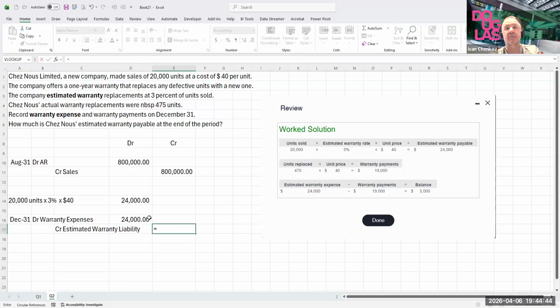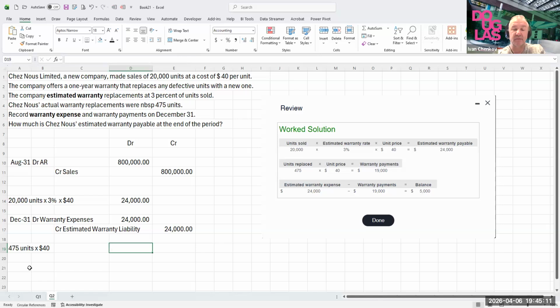And that will be exactly the same amount. That's my warranty liability. Now let's see how many units I have replaced during the year. I have replaced 475 units at a dollar amount of $40 per unit, which gives me the actual replacement of 475 times $40, and that's going to give me $19,000.